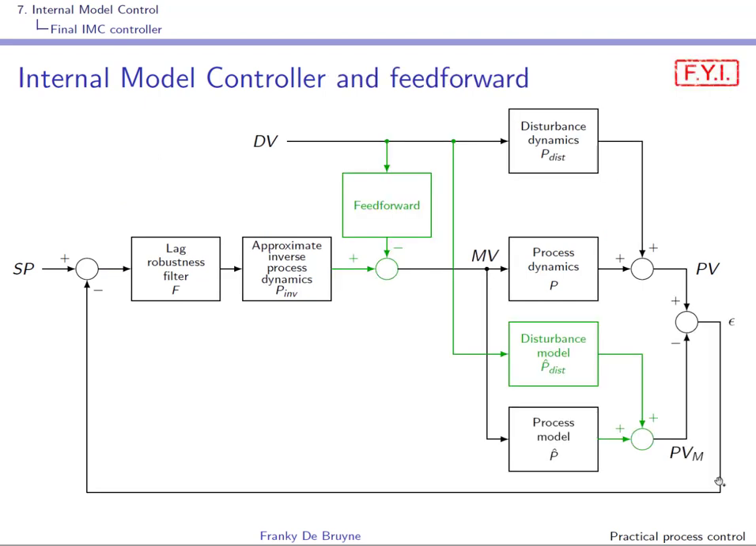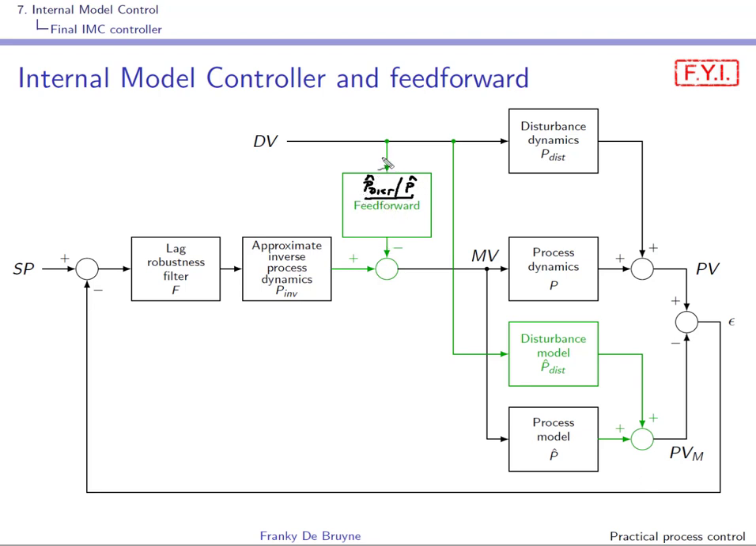Well, it is of course also possible to combine an internal model controller with the feedforward. We'll have to assume here that the disturbance value DV is measured. So you can use the idea of feedforward, and remember here that we'll have a transfer function that will be this one, the dynamics of the disturbance divided by the dynamics of the process. Remember that this is not always realizable and that you'll have to take precautions, right?